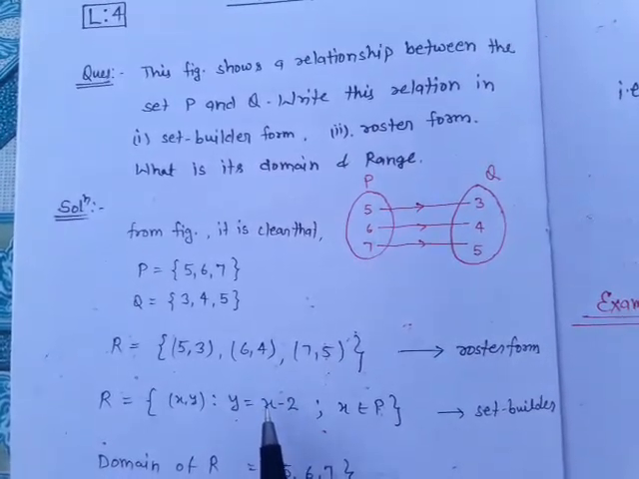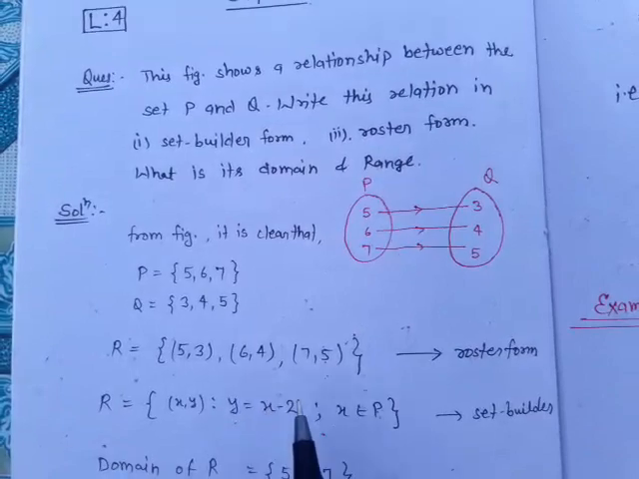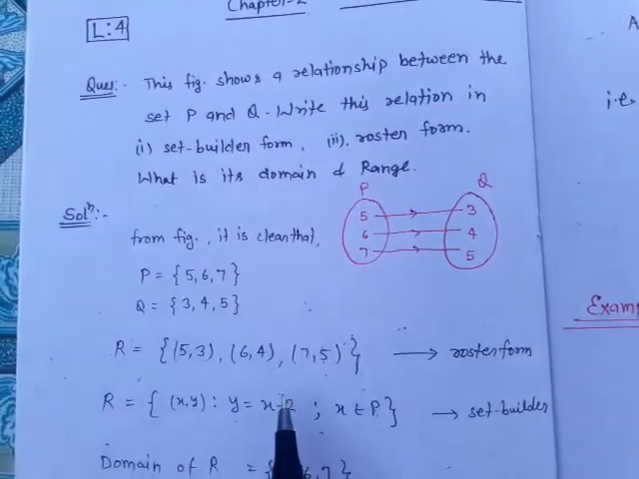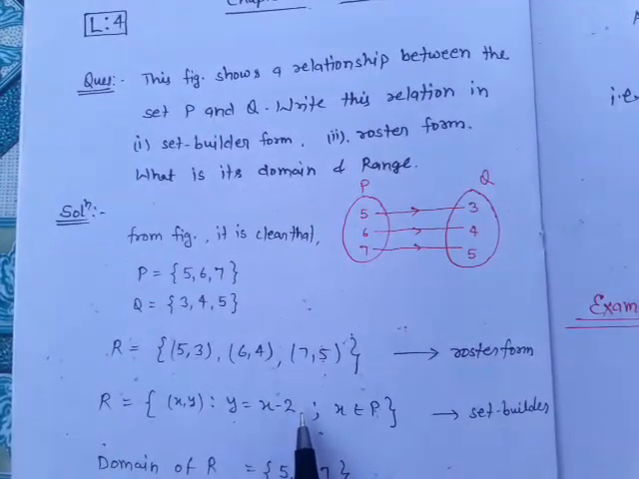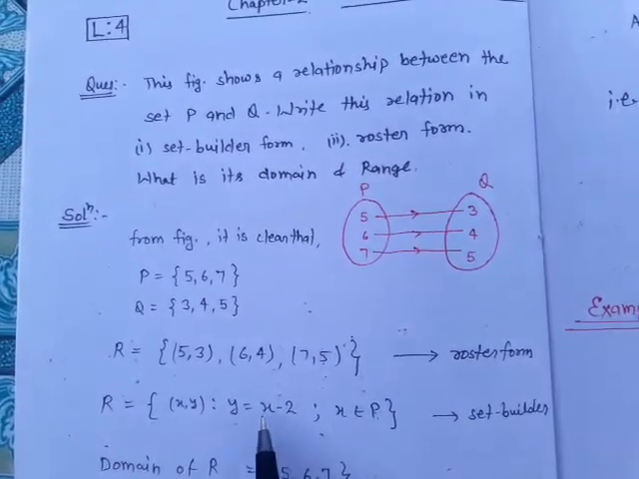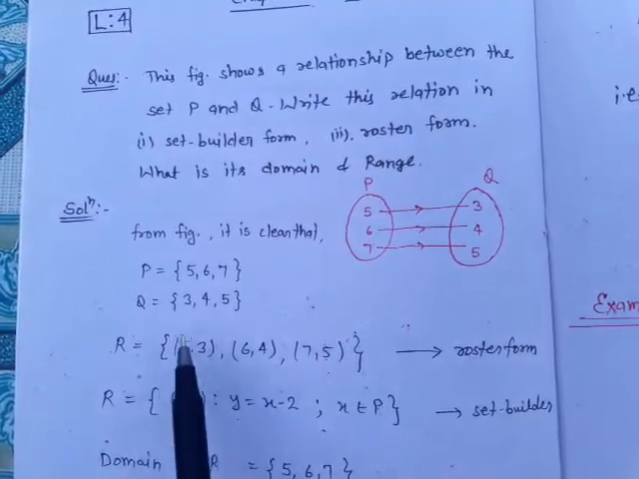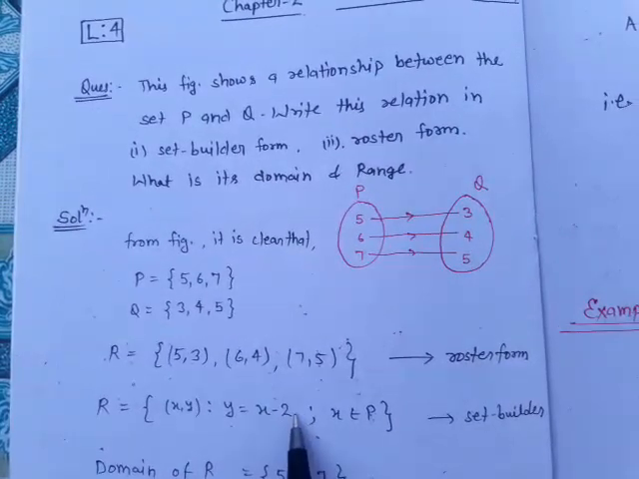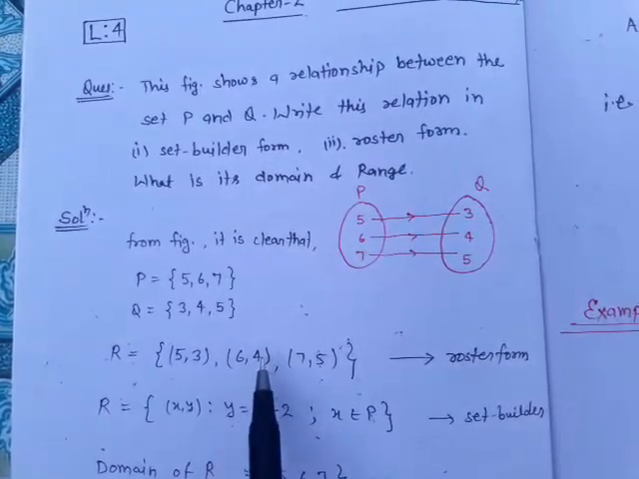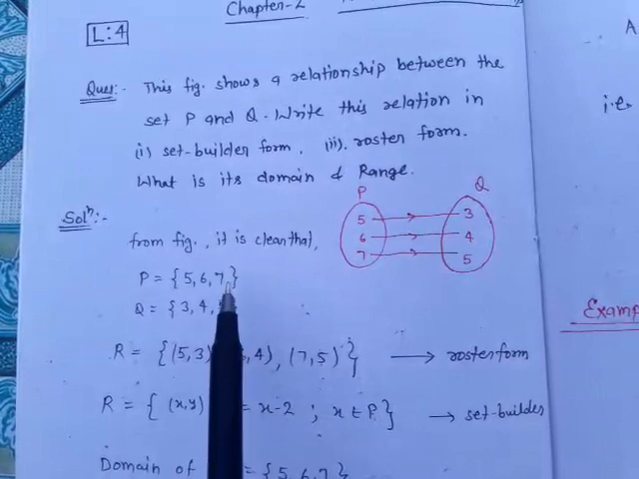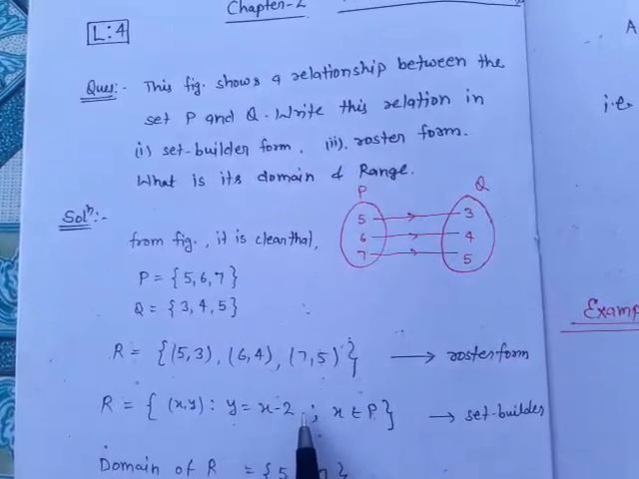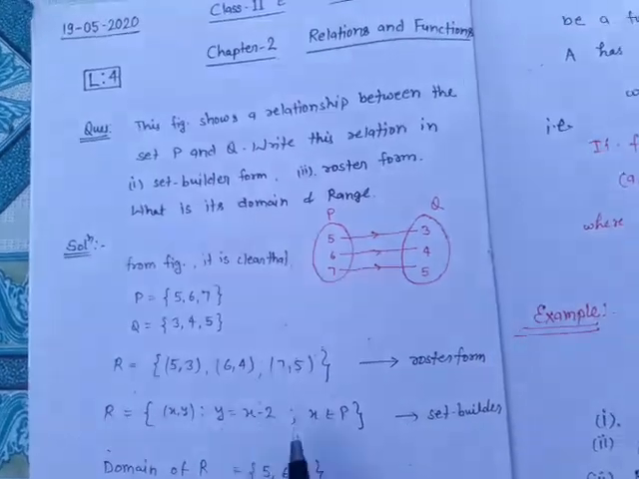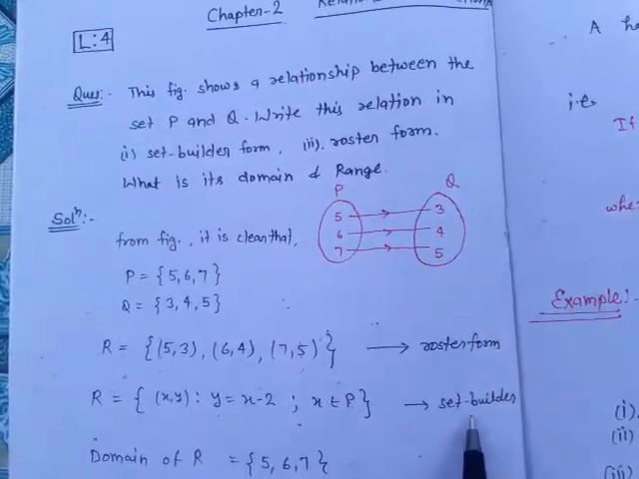Now x belongs to P, and the values of P are 5, 6, 7. If we put x equal to 5, 5 minus 2 is 3, so we get y equal to 3, so (5, 3) is verified. Next, if we put x equal to 6, 6 minus 2 is 4, so x value 6 and y is 4. If we put x value 7, 7 minus 2, we get 5, so y is equal to 5, so (7, 5). That is verified, and this format is the set builder form.